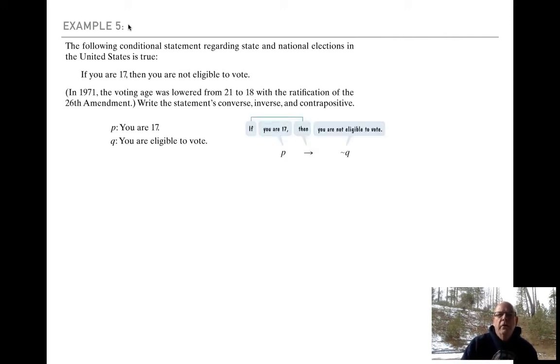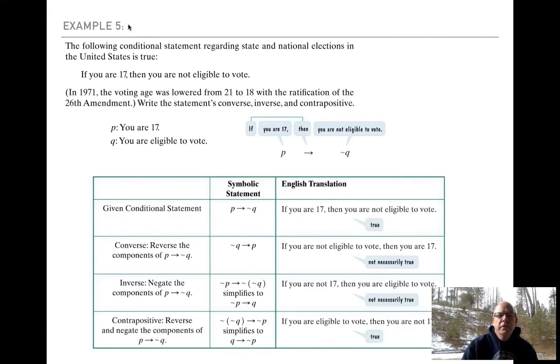So we're breaking it down right here, and the original statement looks like this. If you are 17, which is the hypothesis, then you are not eligible to vote. So really the statement that they gave us is P implies not Q, because it has a not in it already. All right, so let's look at this table of all of the options. The original statement, P implies not Q, is: if you are 17, then you're not eligible to vote.